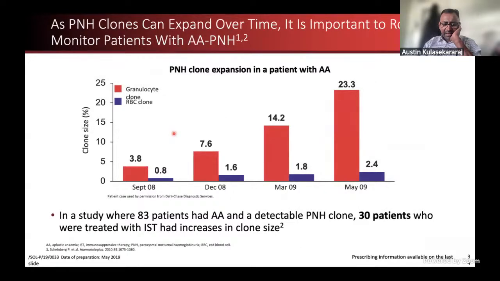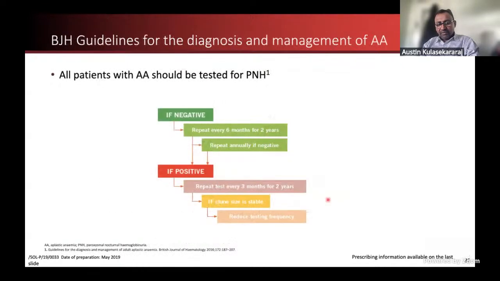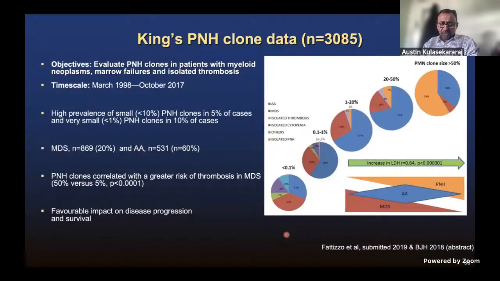Again, post IST, it's not that IST is increasing the PNH clone. It's just that the recovery of the normal hemopoiesis can potentially lead on to expansion of the PNH clone. So this is one of the BCSH guidelines where we say if you have aplastic anemia and they continue to be negative, still repeat it. But if they're positive, repeat every 3 monthly, and if they're stable, every 6 monthly, so that we can monitor it.